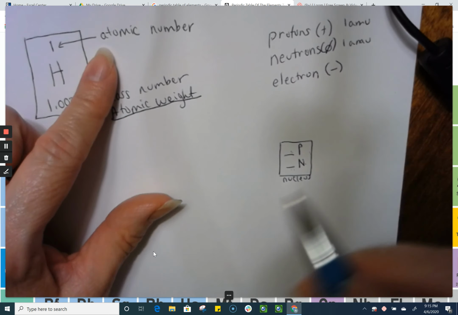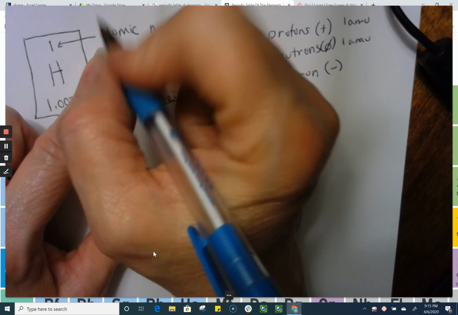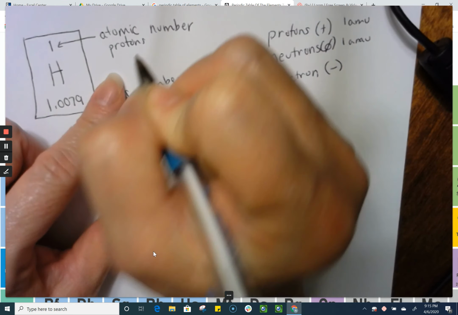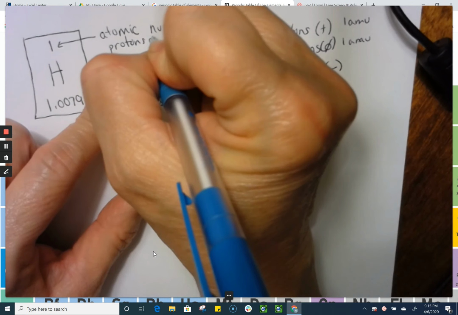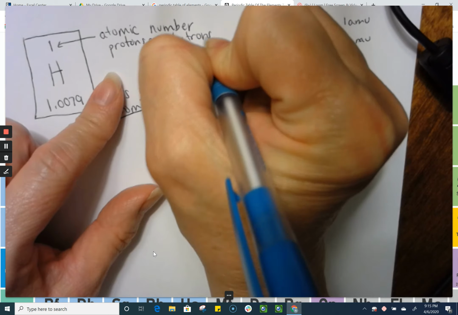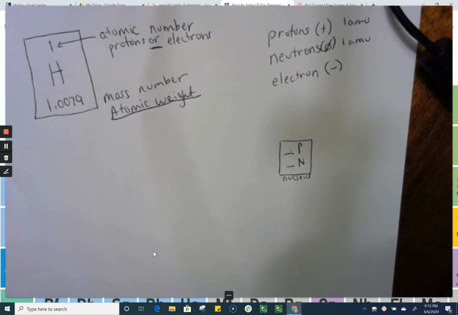So basically the atomic number tells you the number of protons, or it can tell you the number of electrons. The reason I'm using the word "or" is that if I say it tells you the number of protons and electrons, sometimes people get confused and think the number is a combination of both. Actually, that number can tell you the protons, and it's also the number of electrons.